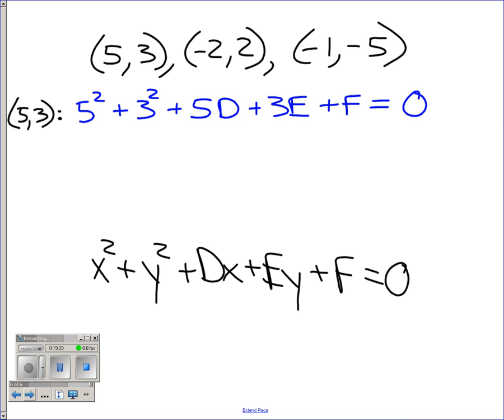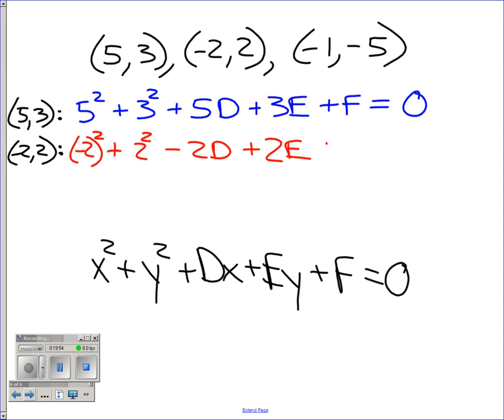Well, we've also got to do this for the -2, 2. Let's plug in the -2 for x, the 2 for y. And now this is going to be -2 times d, so I'll put minus 2d plus 2e. And then again, nothing is changing for f, and that one's equal to 0.